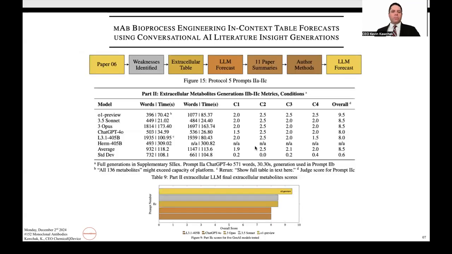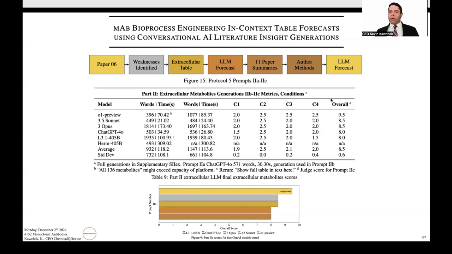And so basically this is the extracellular part. Again, paper 6 is the second paper. Identify the weaknesses, introduce the table, and then get a forecast, and then go back as a second prompt, get a bunch of these paper summaries, which are generated from other similar types of papers, pull those author methods out and then get the new forecast for that specific protocol right there.